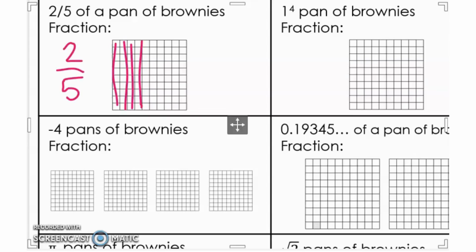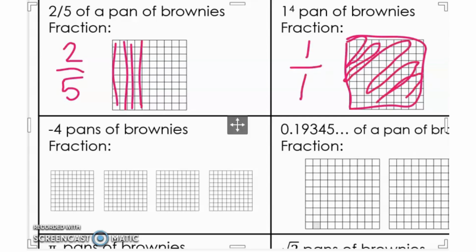All right, 1 to the power of 4 pans of brownies. That means 1 times 1 times 1 times 1. 1 times 1 is 1, times 1 is 1, times 1 is 1. So we're going to color in the whole pan of brownies. So we have 1 equal part, and we're going to shade in that one whole thing. So 1/1 is that fraction.